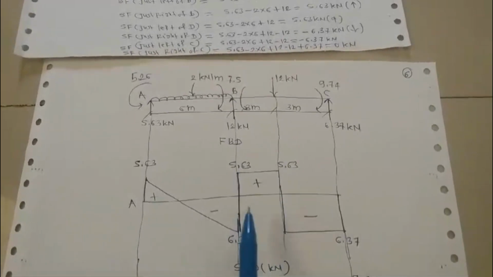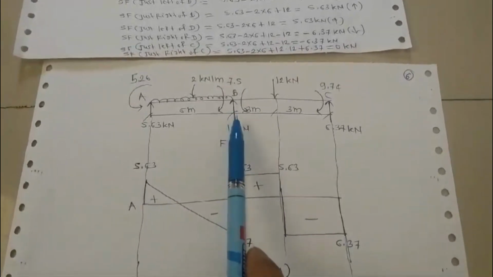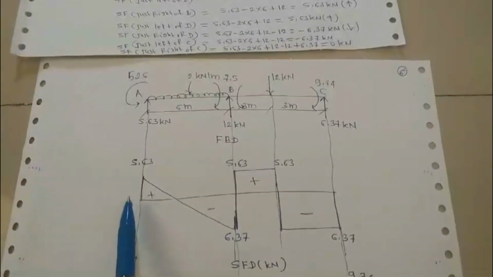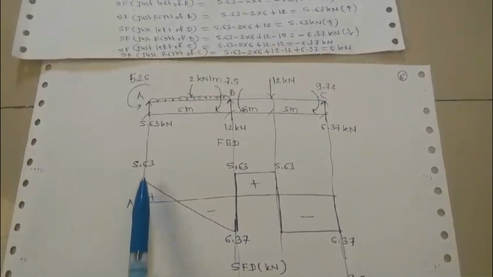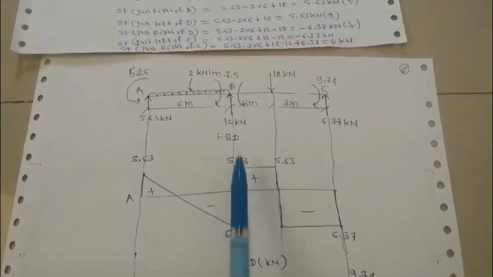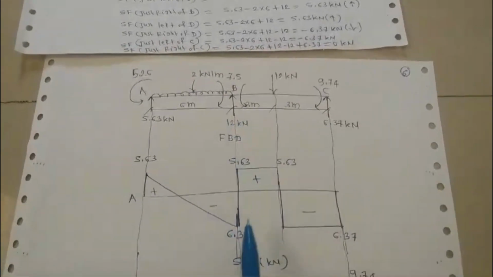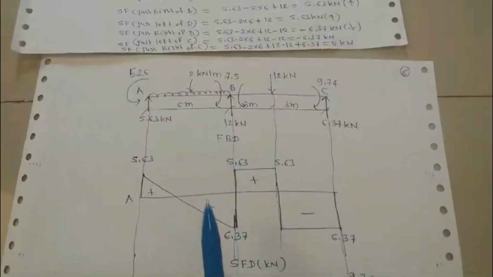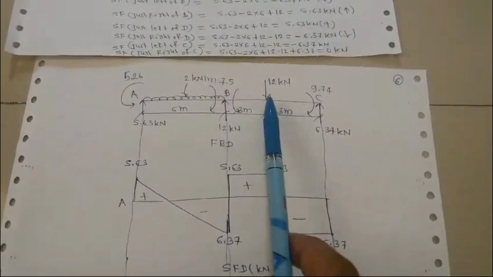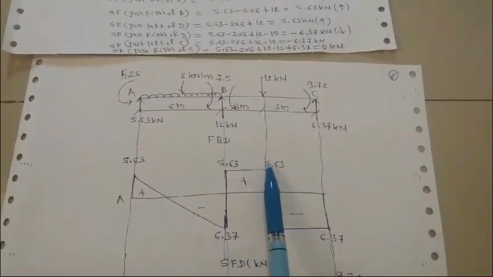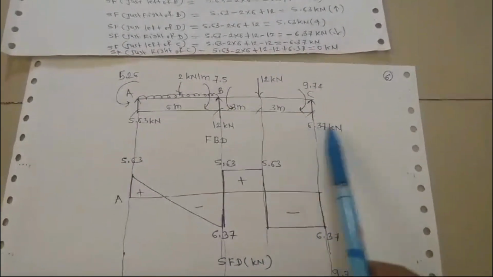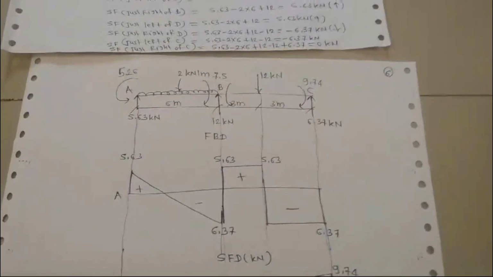You must always remember that at a reaction there will be two values of shear force. You can see at support A, 0 and 5.63. At support B, there is a reaction, so two values of shear force occur, 6.37 and 5.63. Where a force acts, there will be two values of shear force. You can see here also 6.37, two values of shear force.